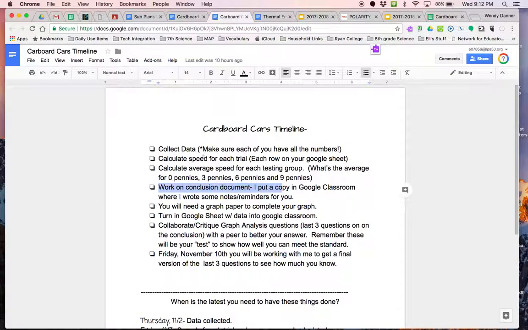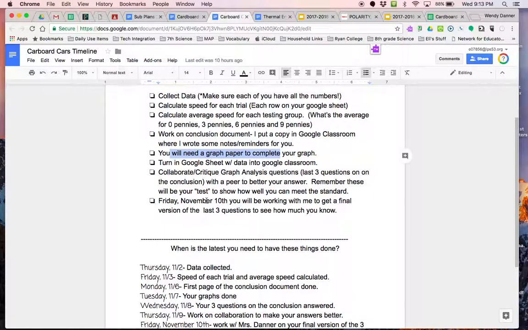So let's go back to this. All right, so conclusion document, graph, turn in the Google Sheet with your data into Google Classroom. Make sure each of you has the information. All right, collaborate, critique, graph analysis questions with a peer to better your answer. Next Friday, I'll be back and we're going to be going through and creating your final draft of those 3 questions. We will also be looking at the graph, fixing anything on there that needs to be fixed.